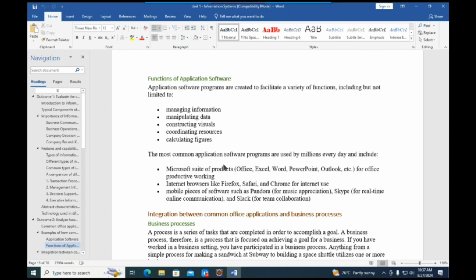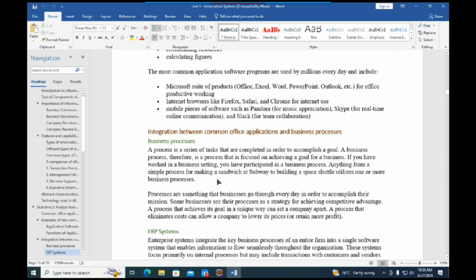Now, the most common application software used by so many people day in, day out is the Microsoft suite of products, which consists of Excel, Word, PowerPoint, Outlook, and so many others used for office productivity. Then we have internet browsers. For example, Firefox, Safari, and Chrome, which we use for surfing the internet. Those are also application software. Then we have mobile software. For example, Pandora, which is normally used for music, and Skype, which is used for real-time online communication, etc.